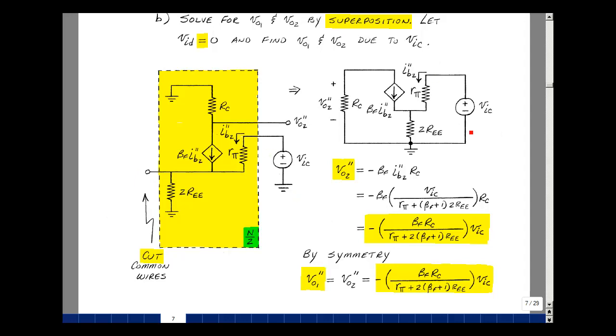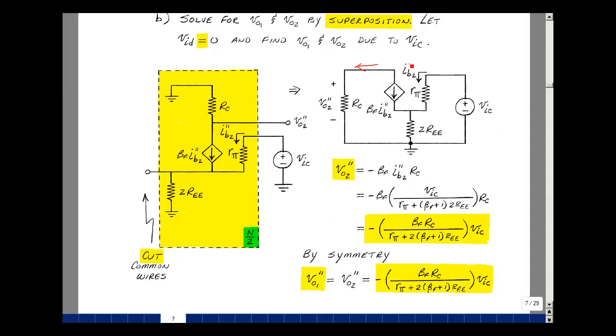I have V sub IC to ground. I have R pi then connected to 2REE, and then I have my output voltage Vout2, current source back to this node with R pi of beta F IB2 prime, and then a resistor back to ground. We're drawing this with just one ground symbol. This voltage is going to be equal to the current that flows in this direction, which is going to be a minus beta F times IB2 double prime, and then times the resistor R sub C.